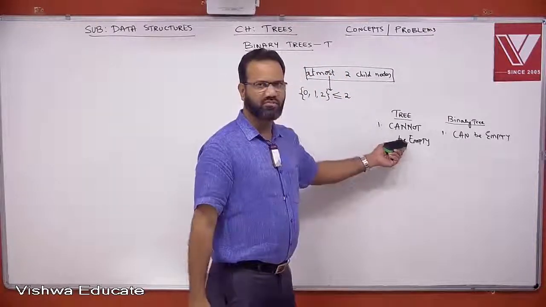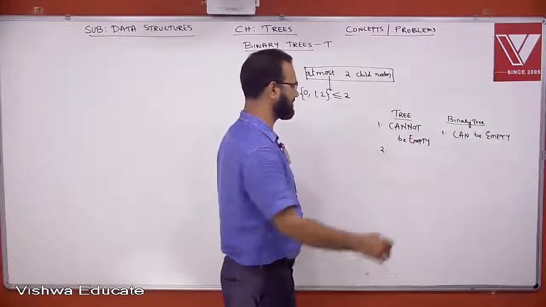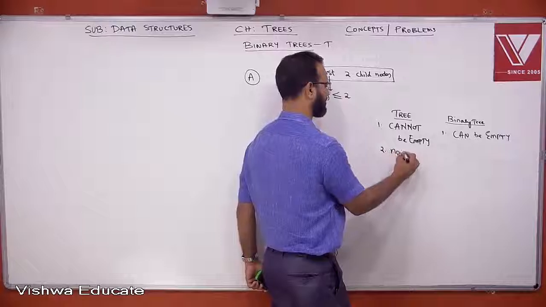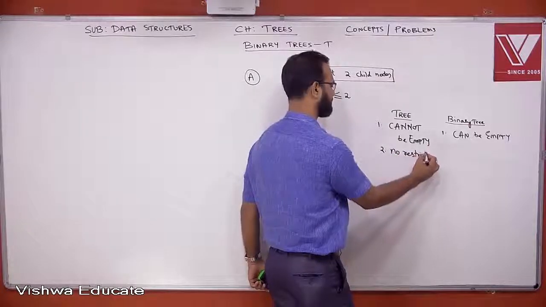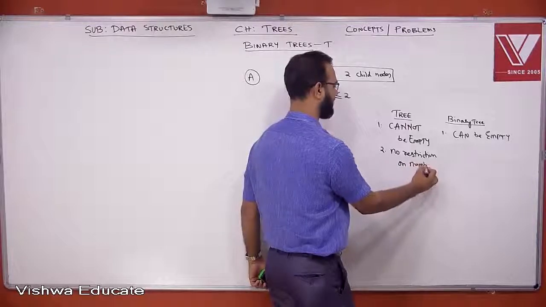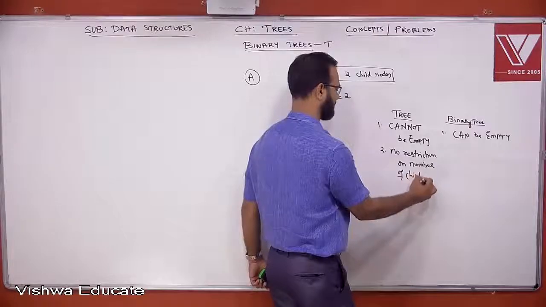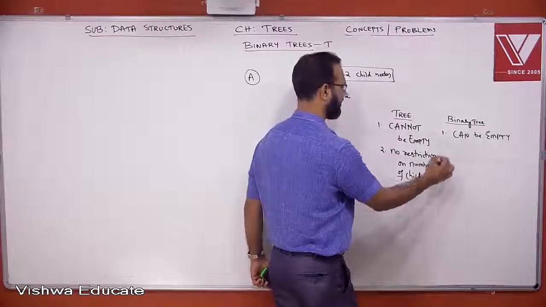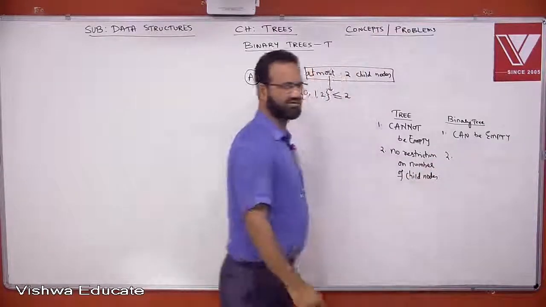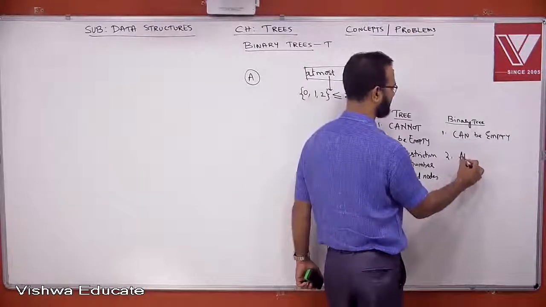There is no number of child nodes restricted over here. So that means no restriction on the number of child nodes. But there is a restriction over here. What does that restriction say? At most 2 child nodes.